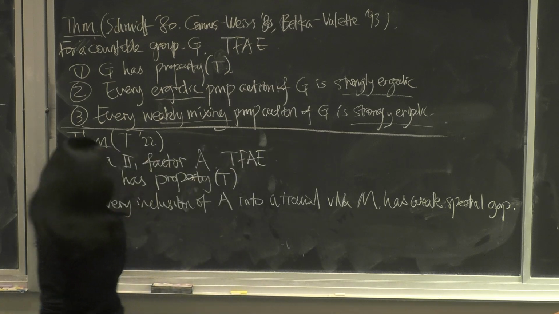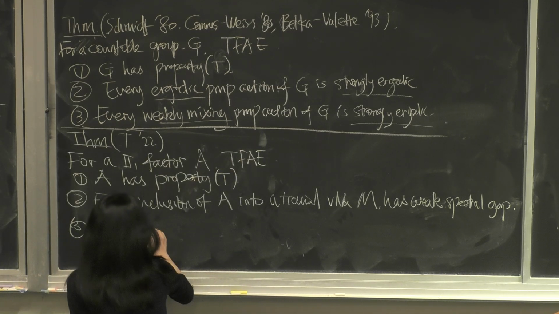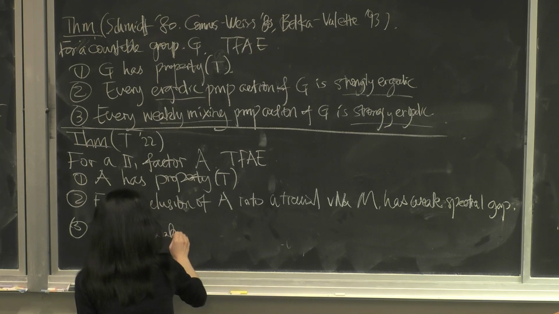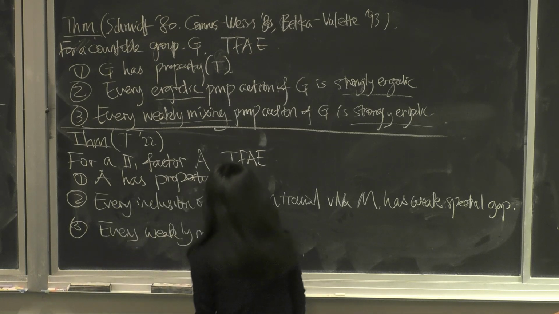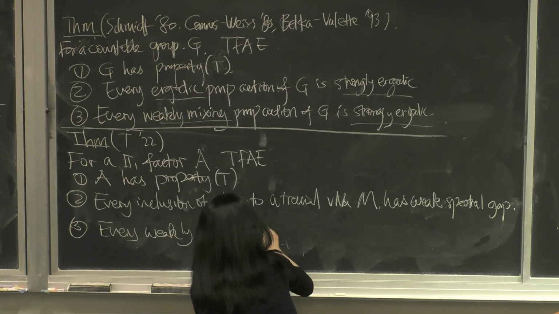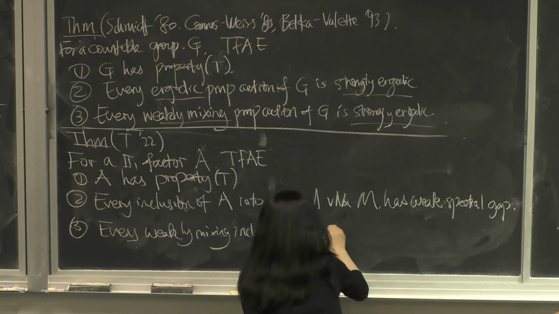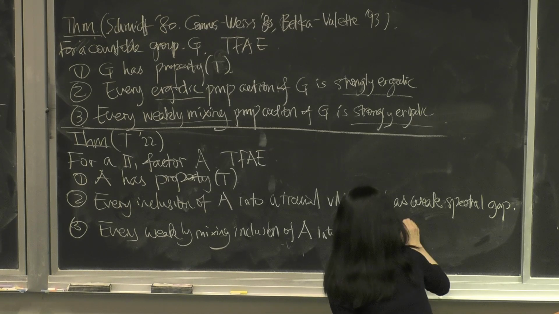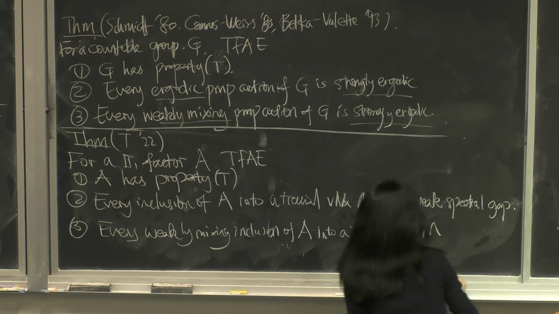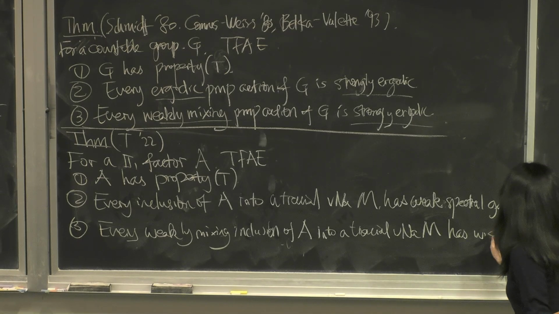And then 3, every weakly mixing inclusion of A into a trivial von Neumann algebra M has weak spectral gap.